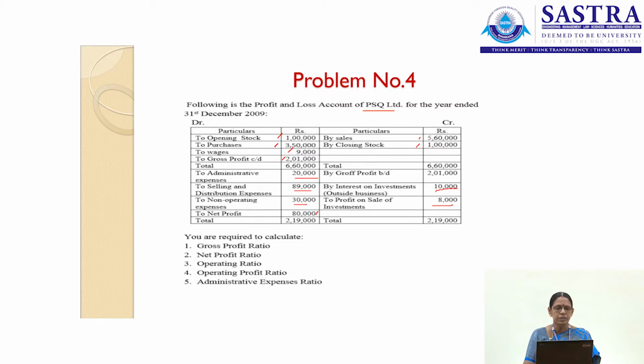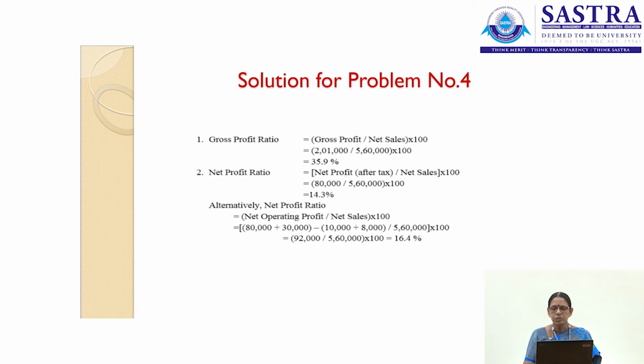So, from net profit, we are going to add all your non-operating expenses and deduct all your non-operating incomes. With this information, we are going to calculate the GP ratio, net profit ratio, operating ratio, operating profit ratio and administrative expenses ratio. The expenses ratio can be separately calculated. See, gross profit ratio is GP divided by net sales. GP is given in your trading account, 201 divided by 5,60,000 into 100, that is 35.9.